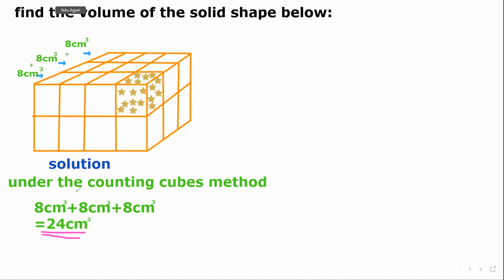Under the counting cubes method, you count the number of cubes over there. And then you can also use the formula. To use the formula, you quote the formula for finding the volume.